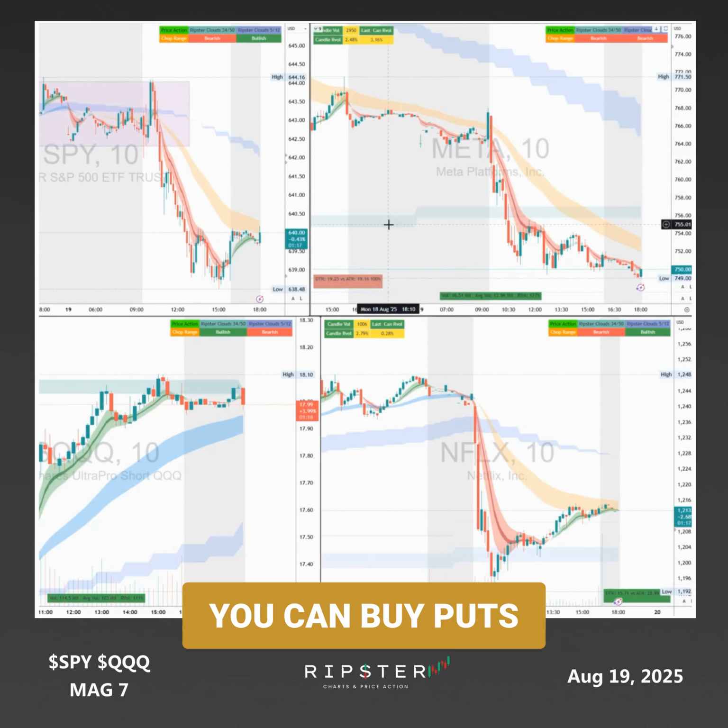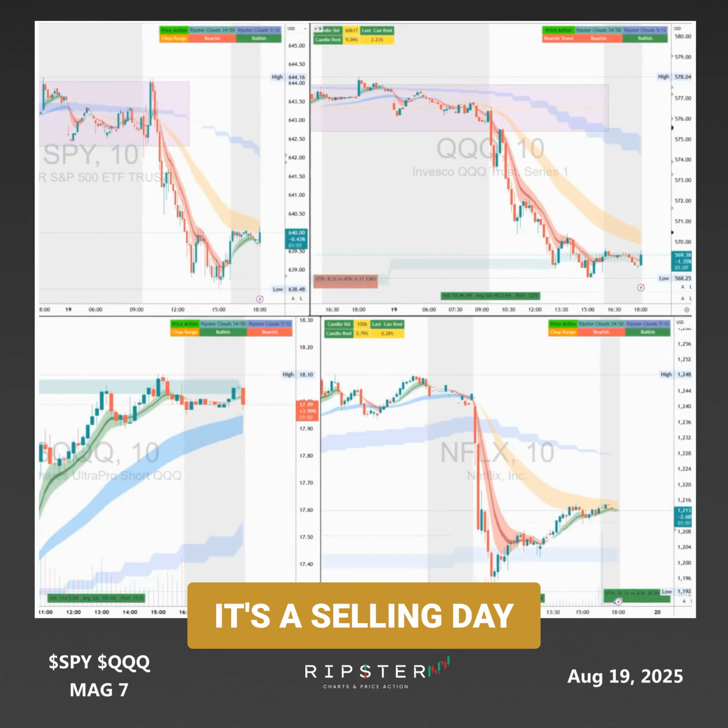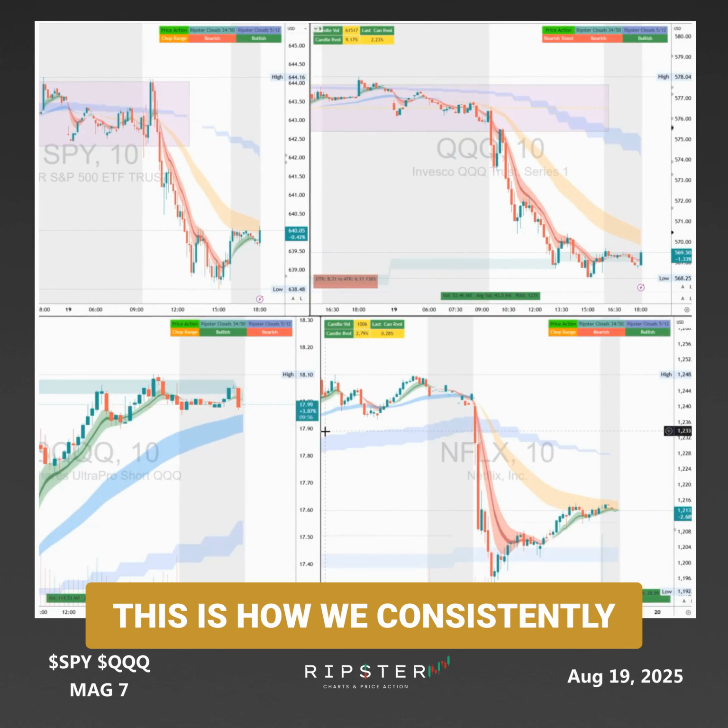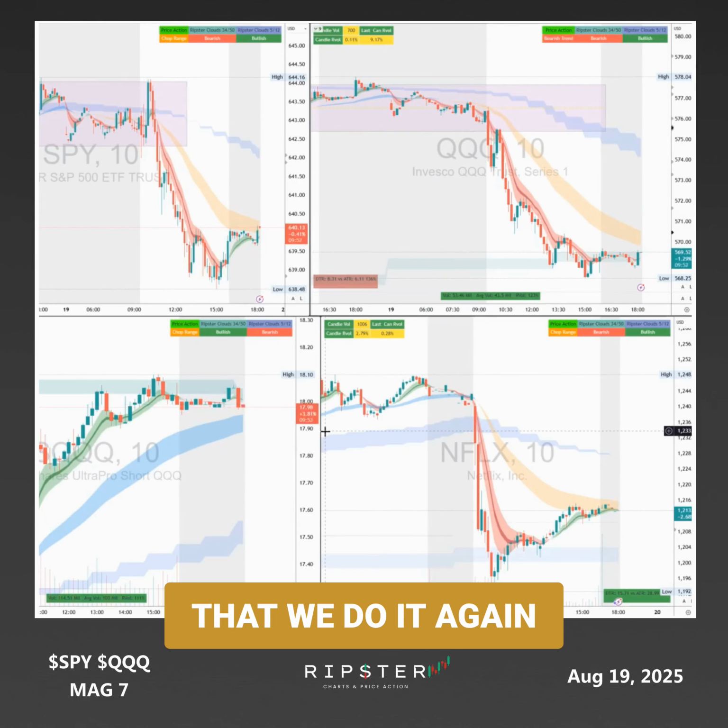You see that you could short anything. You can buy puts on anything, short the shares on any of those because you know that market is heavy. VIX is bouncing. It's a selling day. This is how we consistently make profits. That's the secret of our success, that we do it again and again and again.